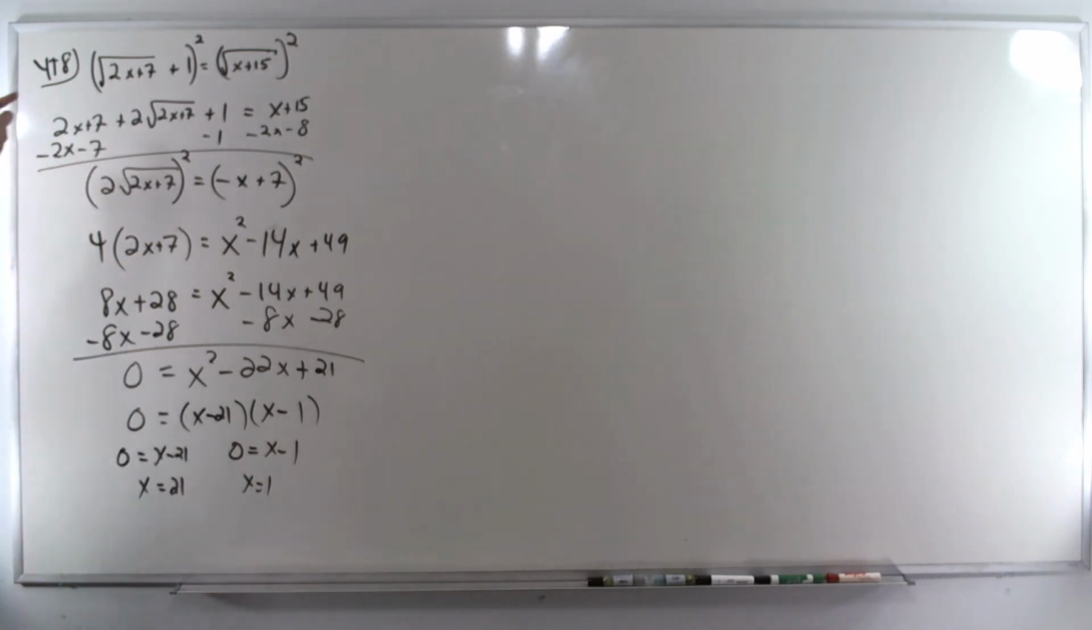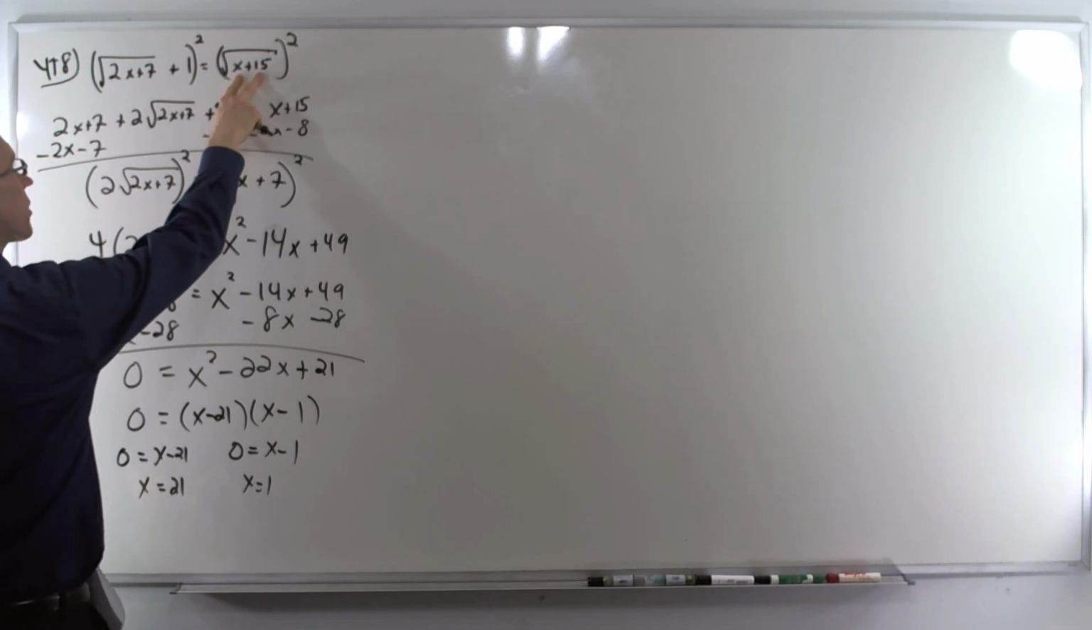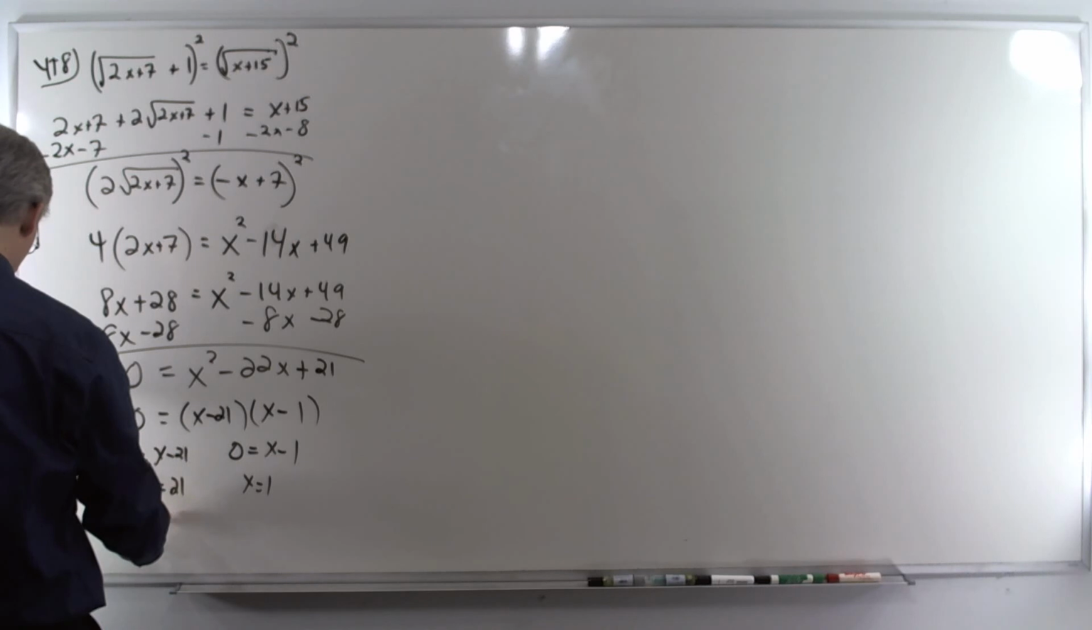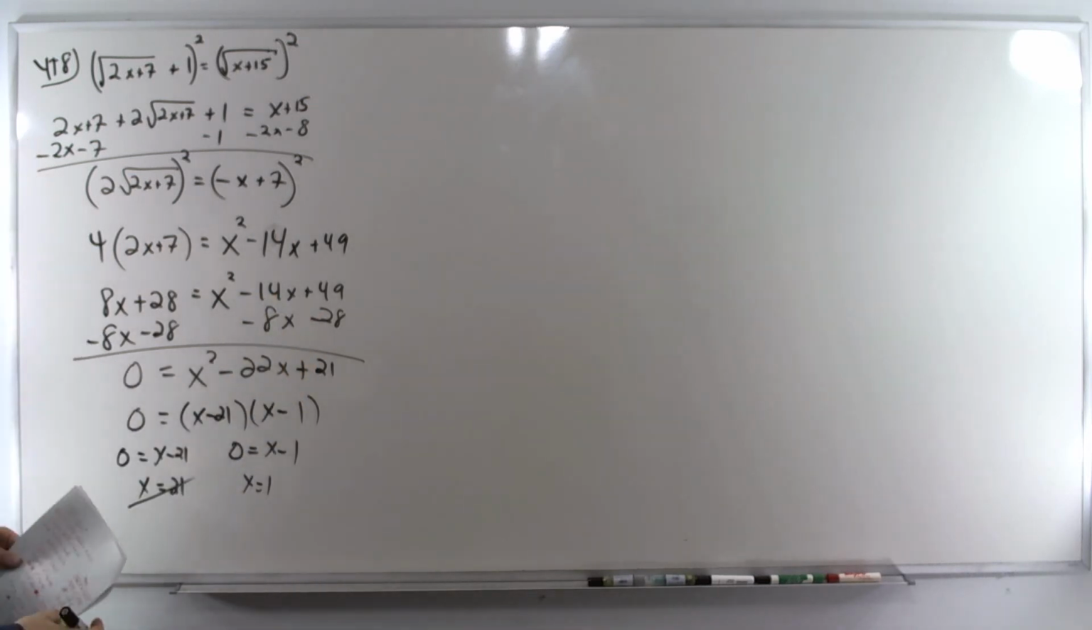All right, go back to the original equation. We're going to plug in 21. 2 times 21 is 42, plus 7 is 49. Square root of 49 is 7, plus 1 is 8. So we get an 8 on this side. And then over here, 21 plus 15 is 36. Square root of 36 is 6. So that does not work. No, 21. Extraneous solution.